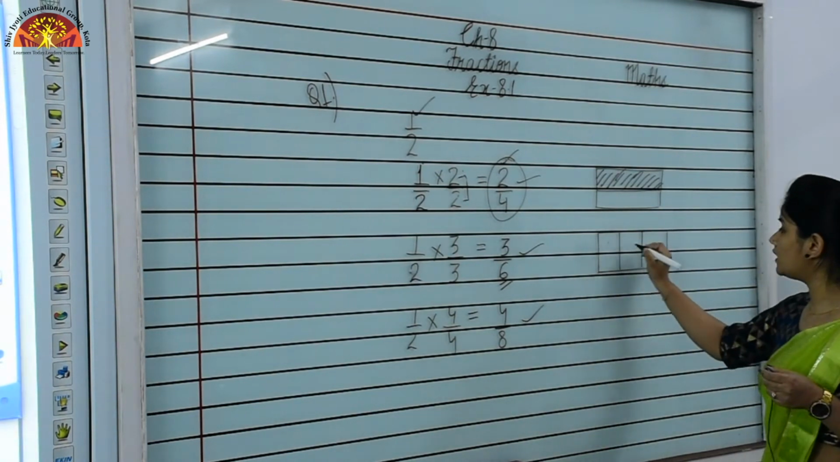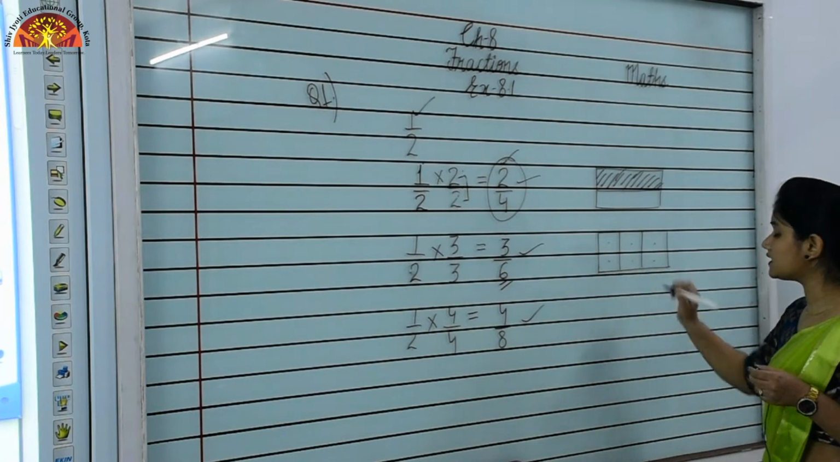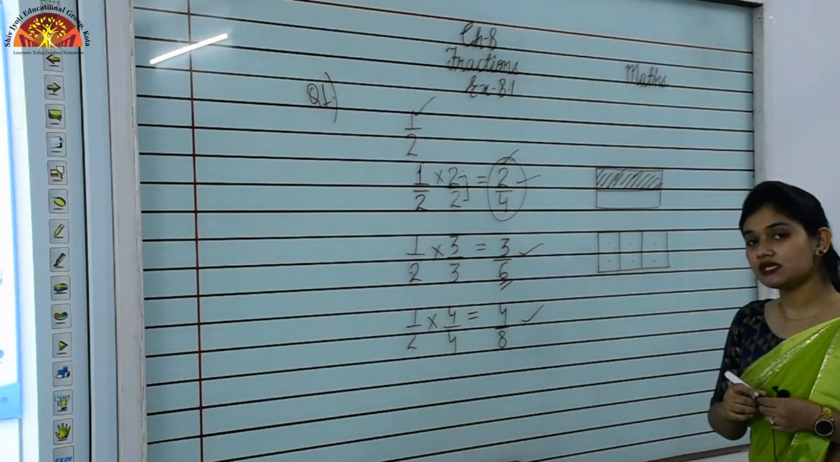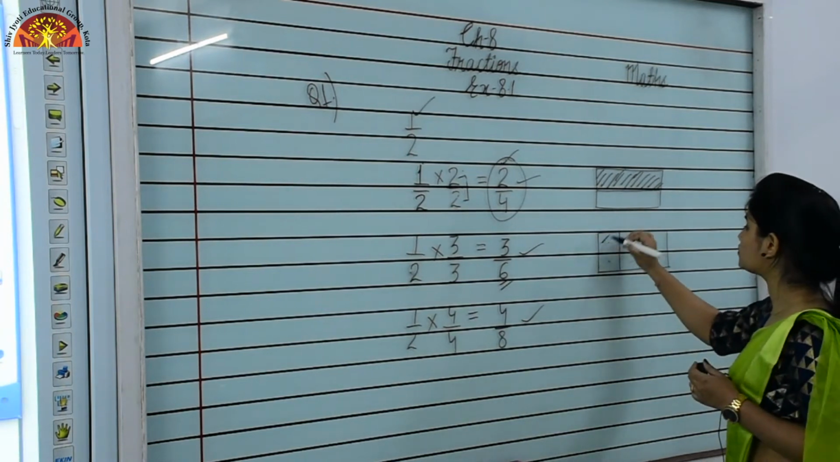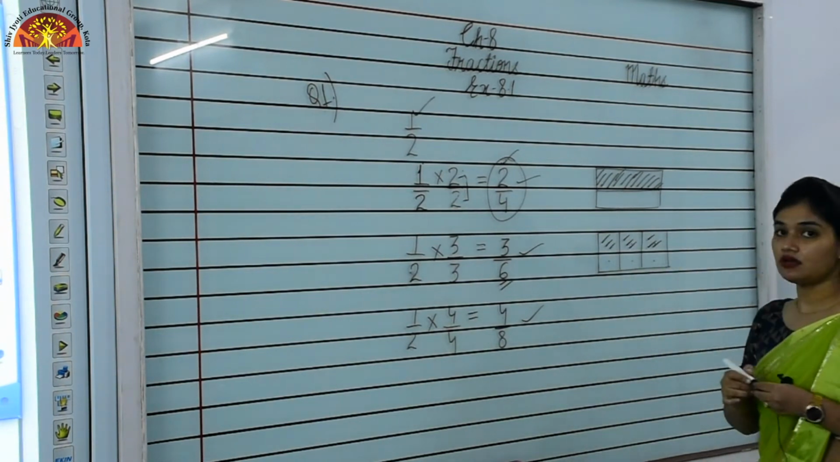Now you can see 1, 2, 3, 4, 5, 6. Total number of parts will be 6 and the numerator is 3. It means I have to color 3 parts. 1, 2, 3. Okay students.